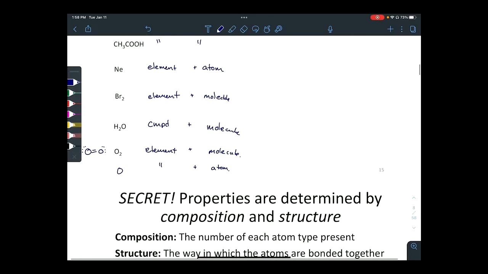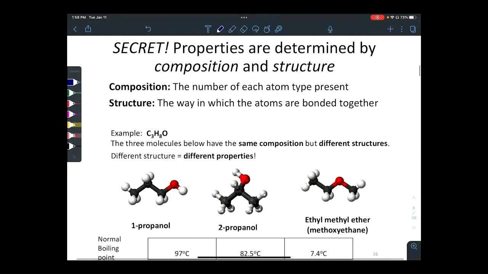Okay, so I promised you, what we're talking about is the secret to chemistry: the properties that we see in the substances that we interact with in life are determined by composition and structure. Just to remind you, composition means the atoms that make up the matter, and structure is how those atoms are actually bonded to one another. How atoms are bonded really affects the properties that we see.